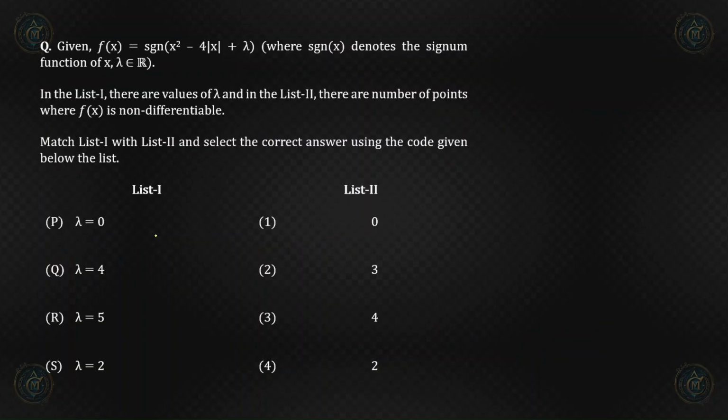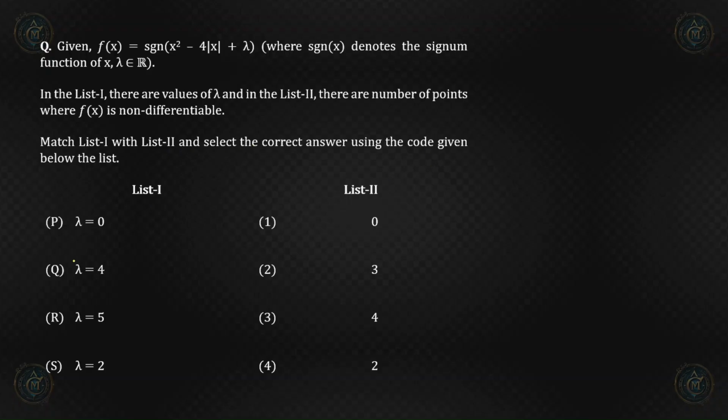Given f(x) equal to signum of this function, where signum of x denotes the signum function of x, lambda belongs to the set of real numbers. In list 1, there are values of lambda, and in list 2, there are number of points where f(x) is non-differentiable. Match list 1 with list 2 and select the correct answer using the code given.